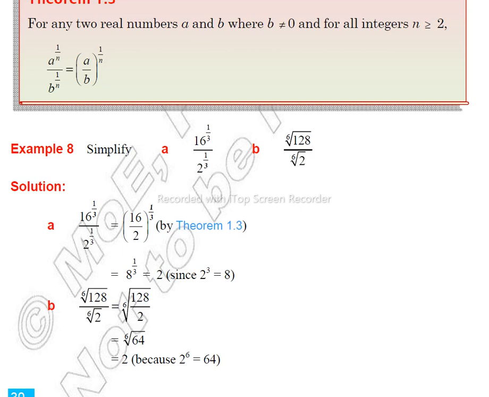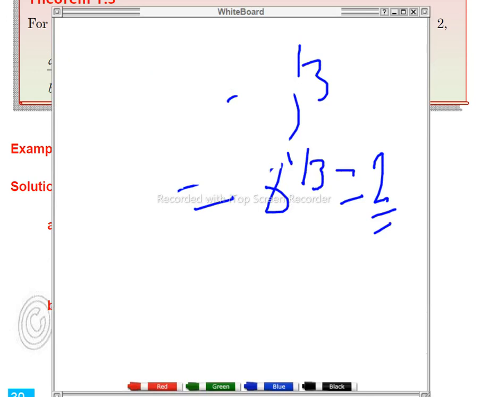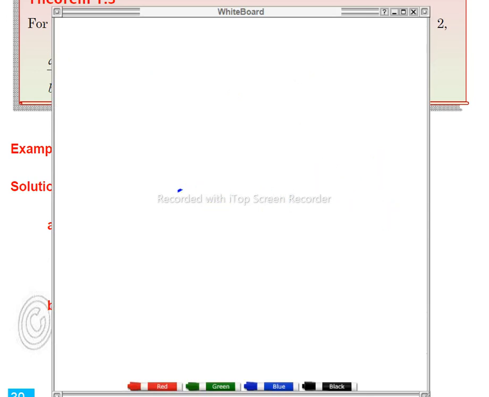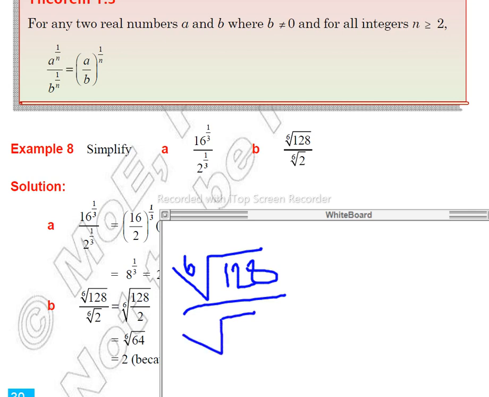And we have another example to simplify. The other example says: 6th root of 128 over 6th root of 2.